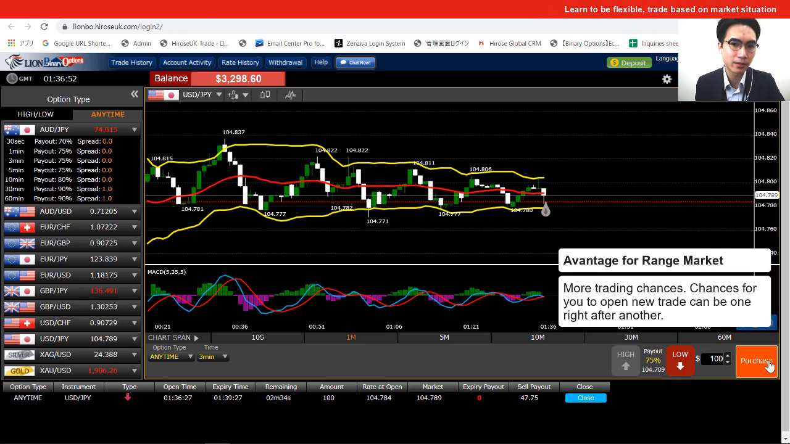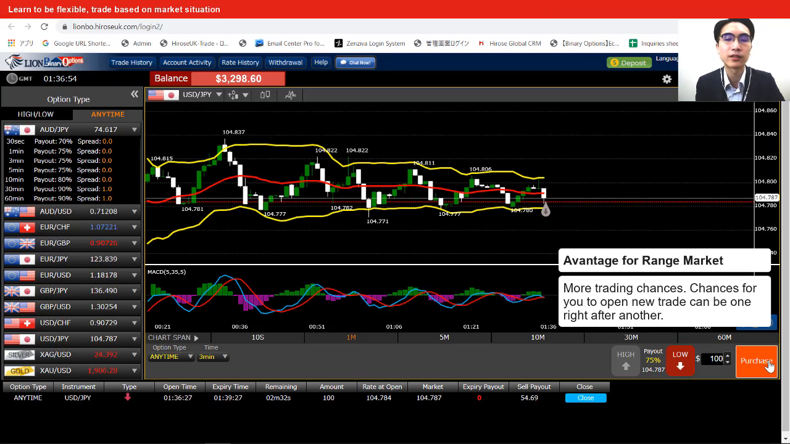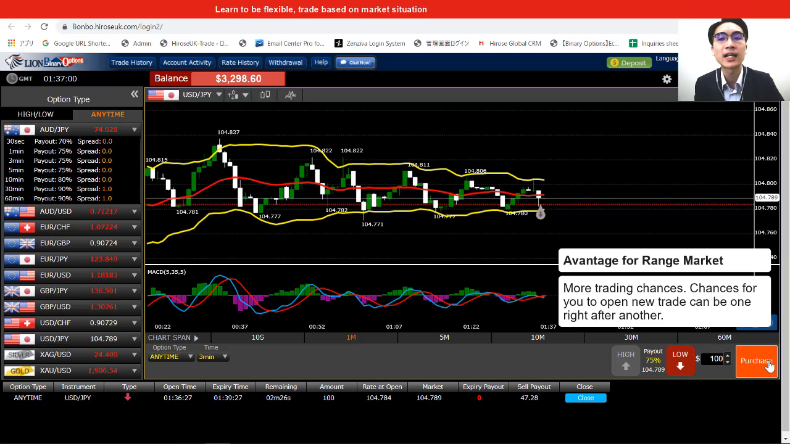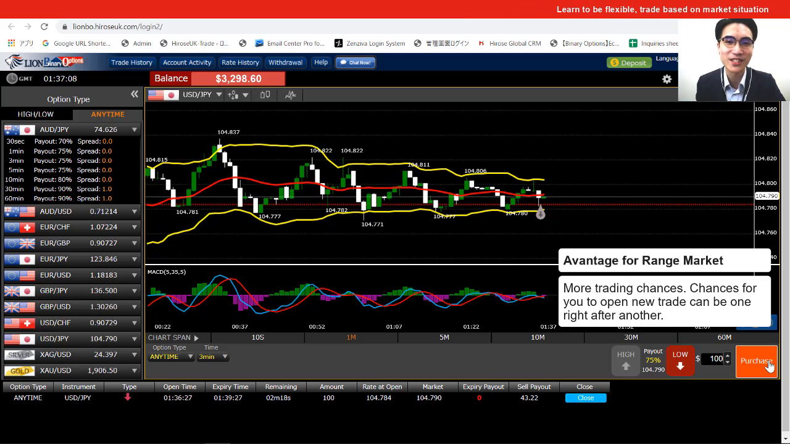When you trade in range market, there are a lot of trading chances. Like this one just now, the previous trade just finished, and that gives me another chance to place another option to aim for another profit. So that's why sometimes I actually prefer range market more than trend market.